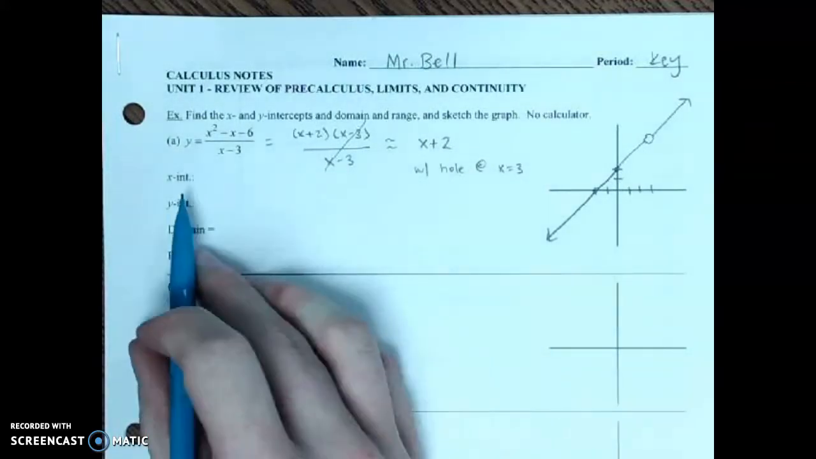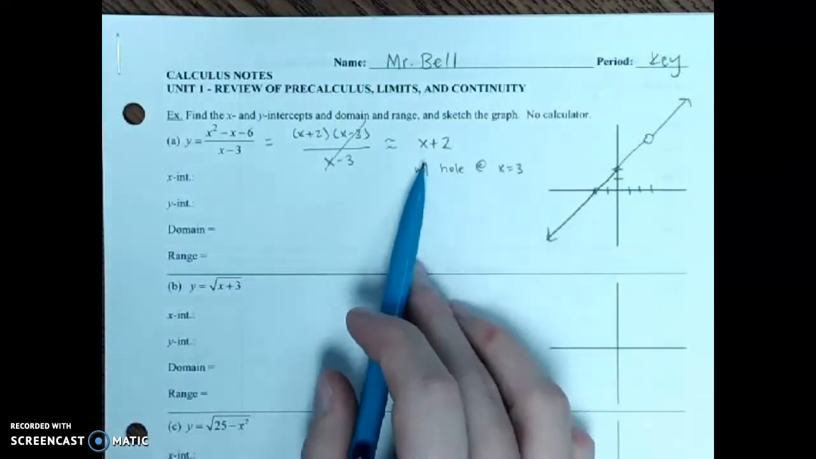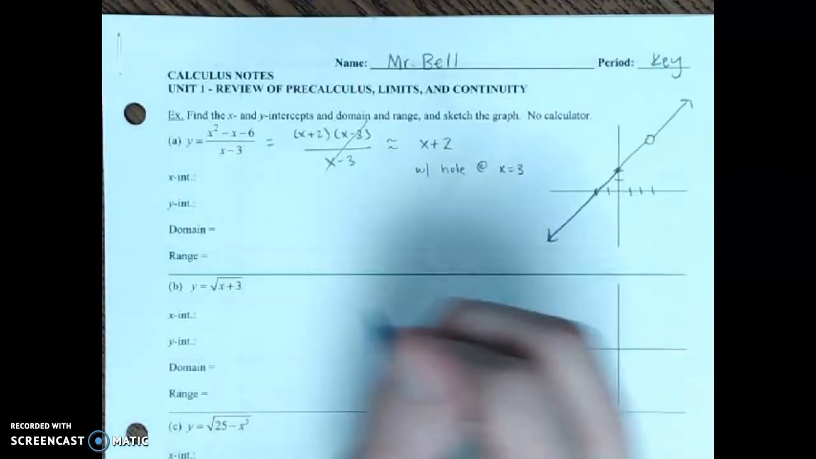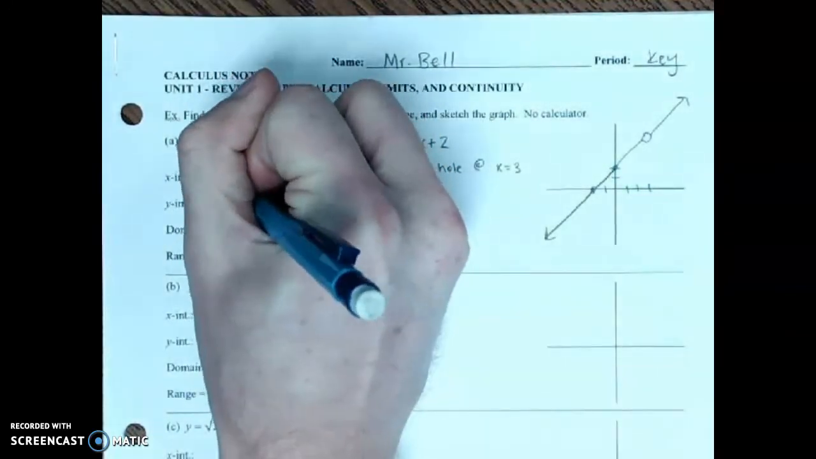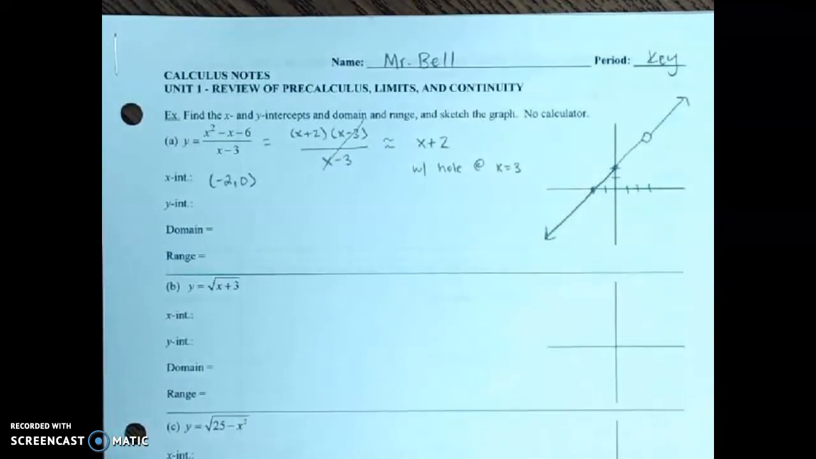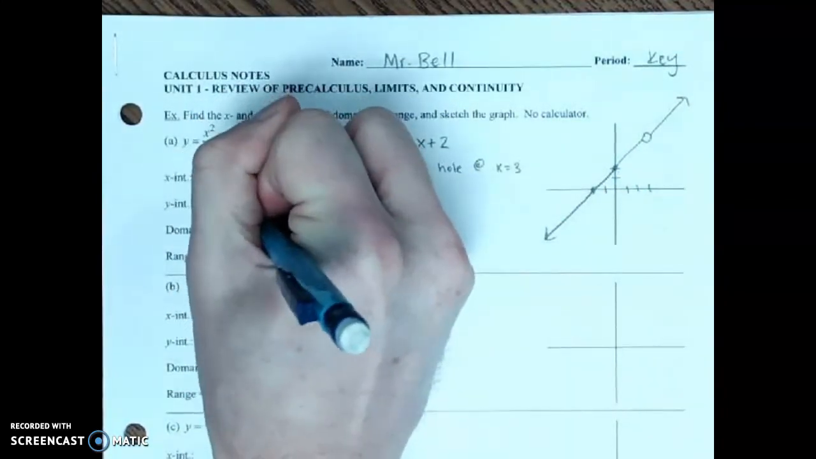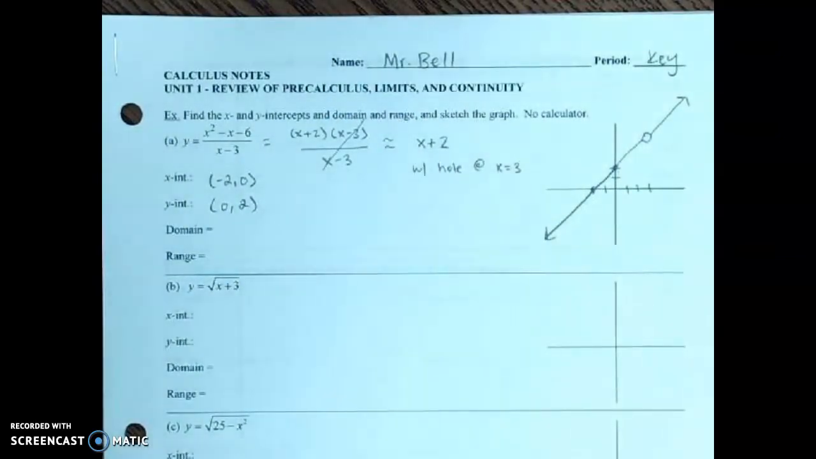The x-intercept you could get by just setting this equal to 0, but here I think we can also see it on the graph. The x-intercept is just going to be at (-2, 0). The y-intercept is also in the equation: (0, 2). The domain, it's almost all real numbers.